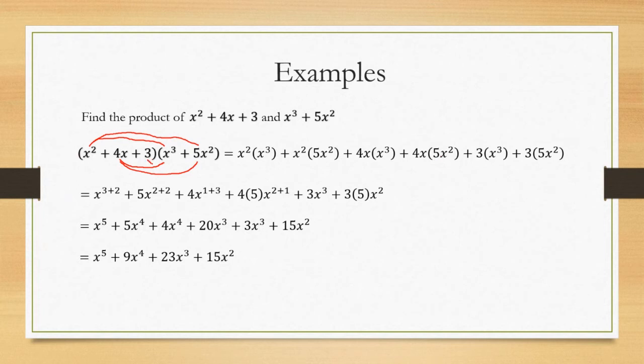We have 3 times x cubed here, and we also have 3 times 5x squared. So again, you're just distributing. You're taking each term from the first polynomial and multiplying it with each term in the second. And again, you're just adding up the results.